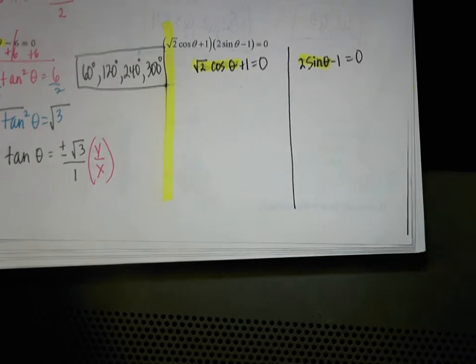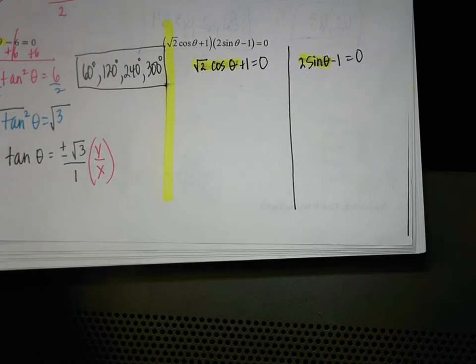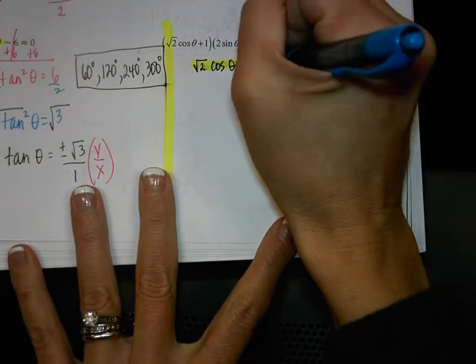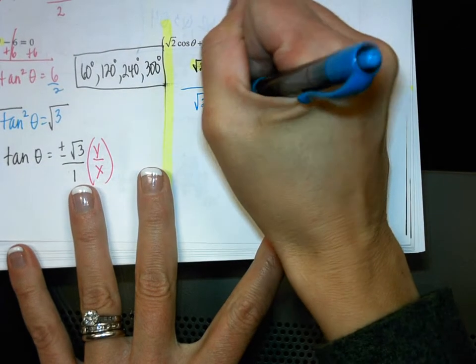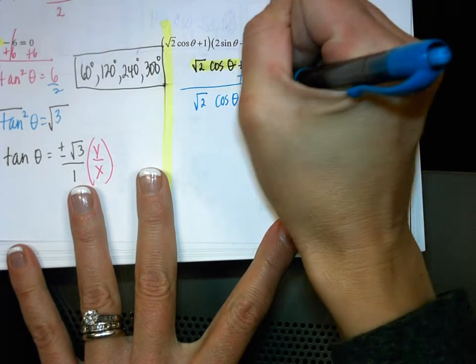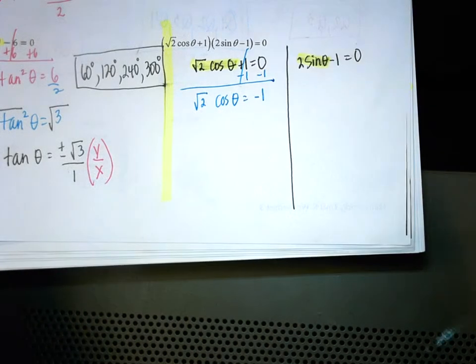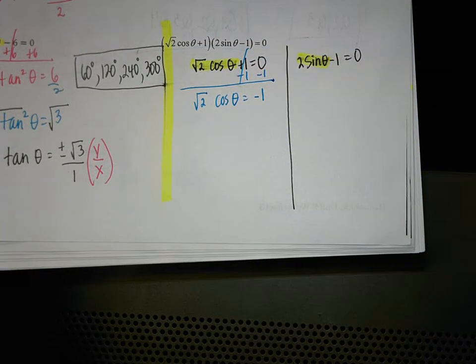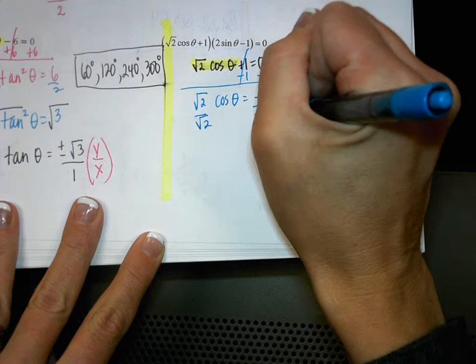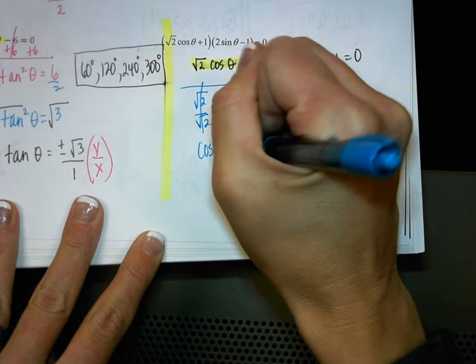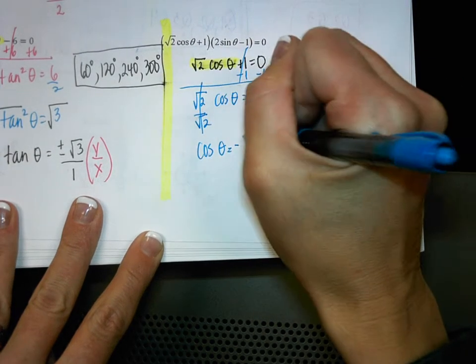What will I do first on the first? Very good, subtract 1. Root 2 cosine theta equals negative 1. Next, what will I do? Very good. Divide by root 2 to both sides. So now I have cosine theta equals negative 1 over root 2.